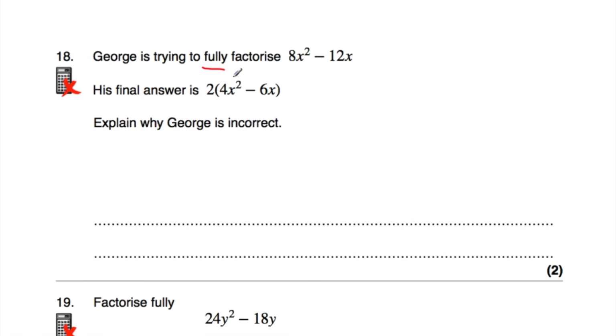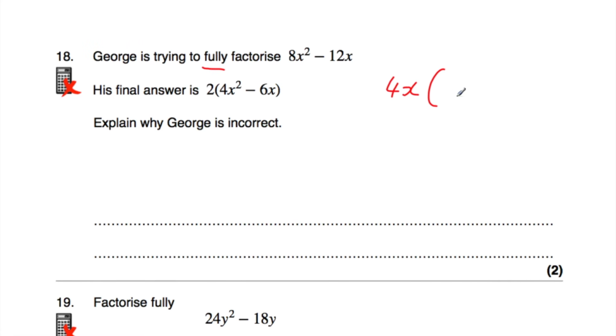Also, if we look inside the brackets, we've got 4 and 6. Now, they're both divisible by 2, so he should have taken out, rather than taking 2 out, he should have taken 4 out. And let's actually factorise this and see what he would get if he factorised fully. So if we've got 8x squared subtract 12x, the highest common factor of 8 and 12 is 4. And we've got x squared and x, so let's take an x out as well. And then open up our brackets, and then 8x squared divided by 4x.